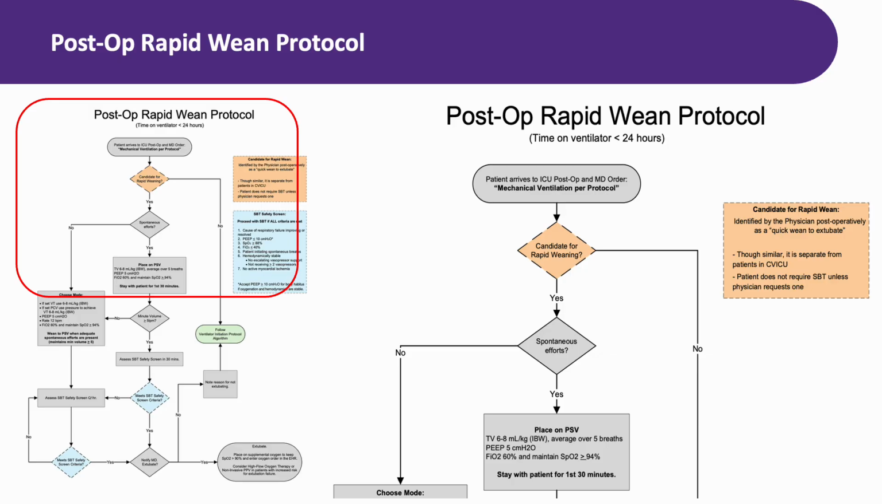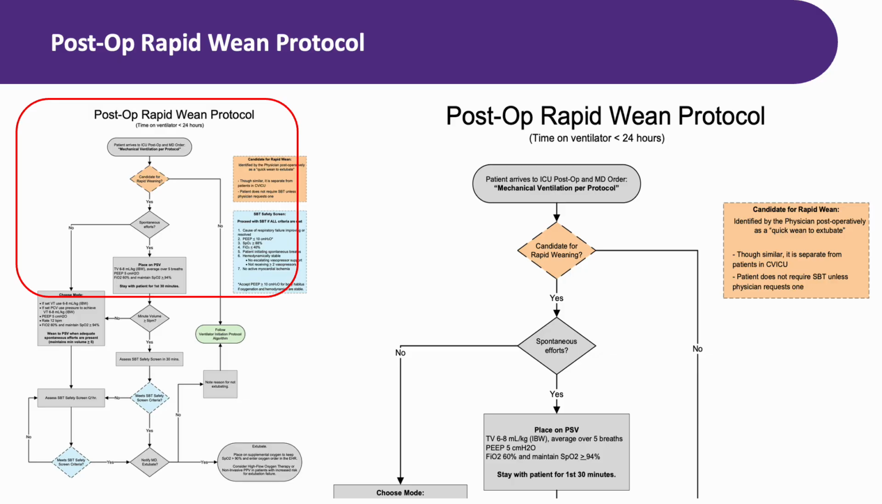This protocol is designed for patients who have already been identified by the physician as a quick wean to extubate. These are the patients who were intubated for a surgical procedure and are expected to come off the ventilator within 24 hours. This is not your chronic ICU patient. They are not your ARDS patient. These are patients who, if all goes well, should be extubated the same day they arrive from the ICU.